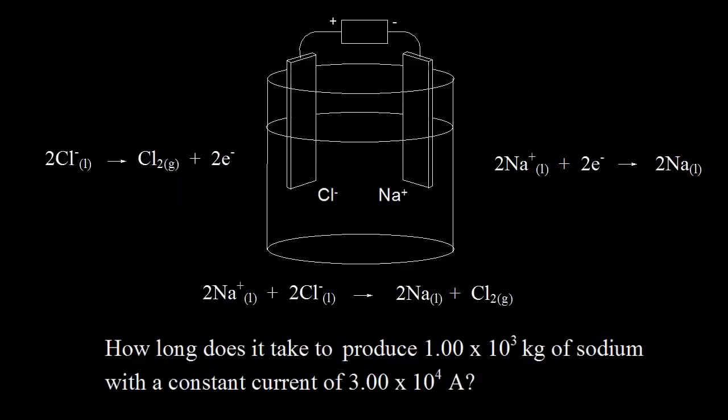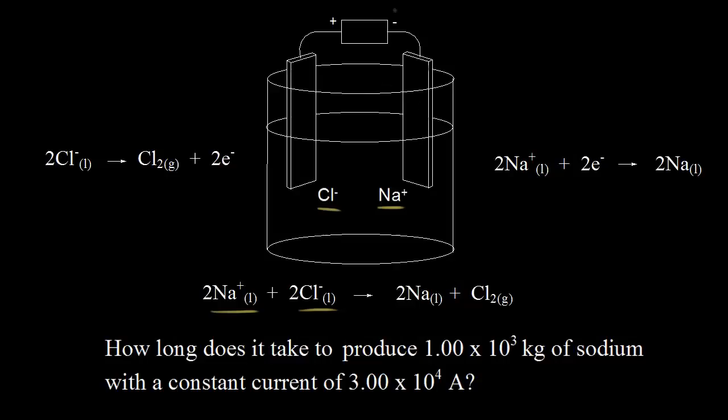Here's a simplified diagram for the electrolysis of molten sodium chloride. If you melt solid sodium chloride, you get molten sodium chloride. So you get liquid sodium ions and liquid chloride anions. That's what we have here: sodium ions and chloride anions.